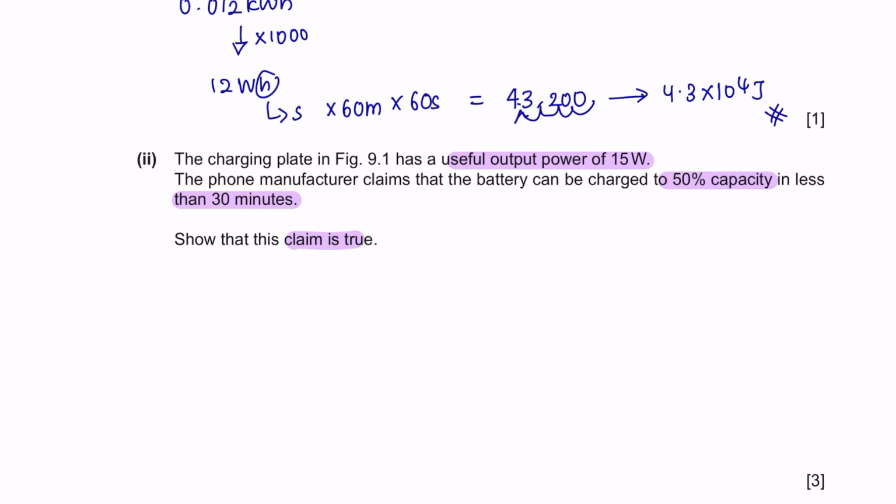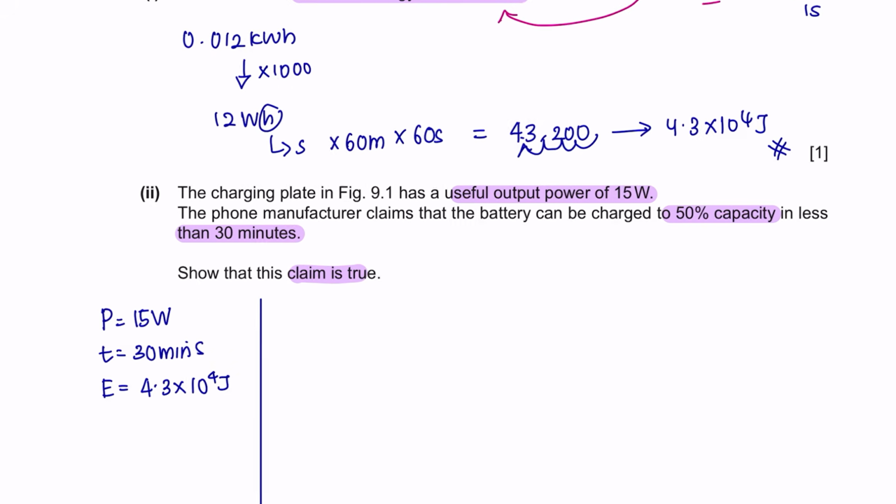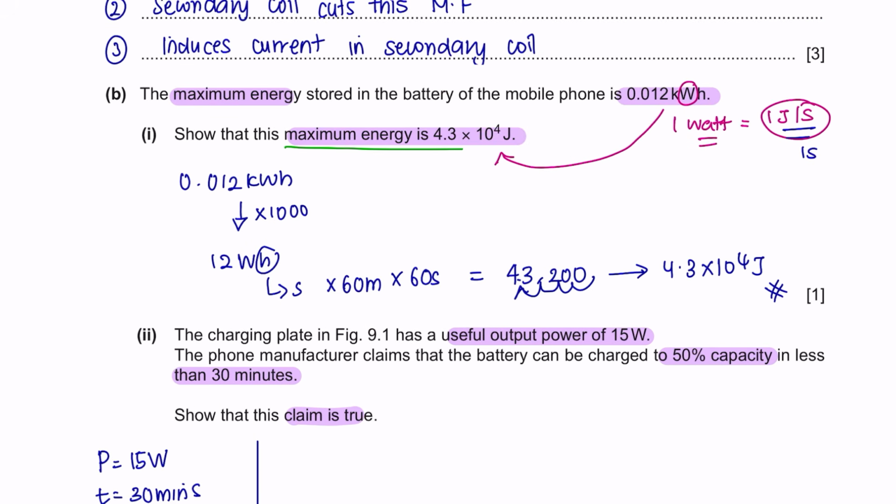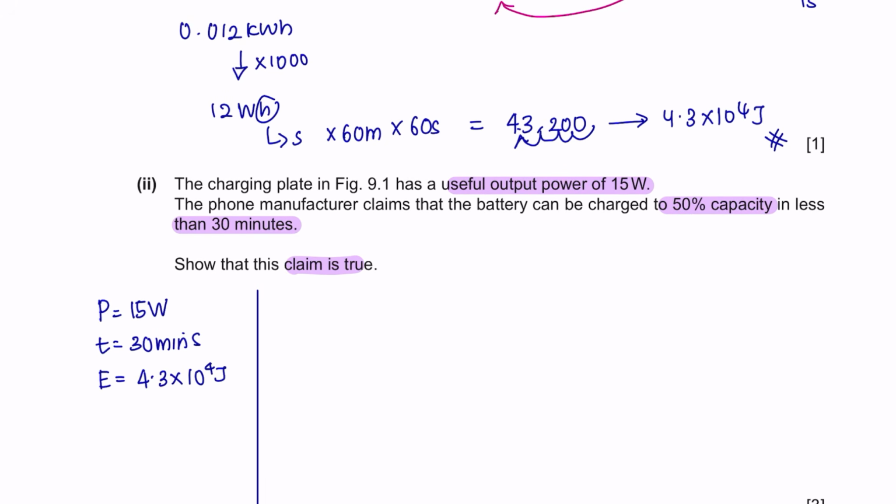Show that this claim is true. So let's first list down the information that we have. We know that the maximum energy transferred is 4.3 times 10 to the power of 4 joules. So let's find out what is the energy that can be transferred in 30 minutes. The formula for energy would be power times time.